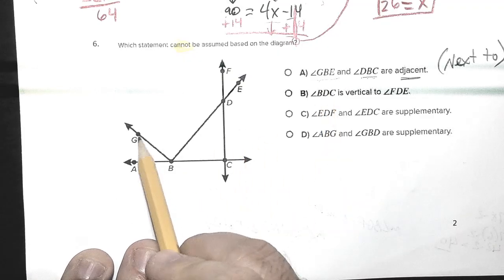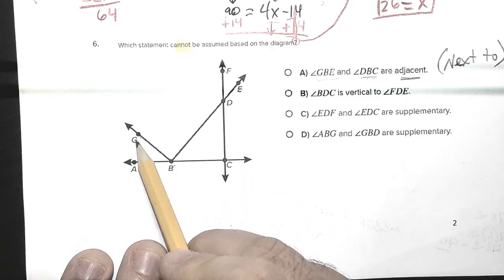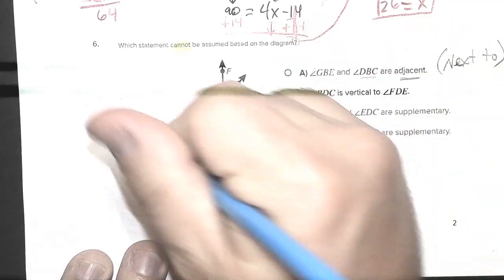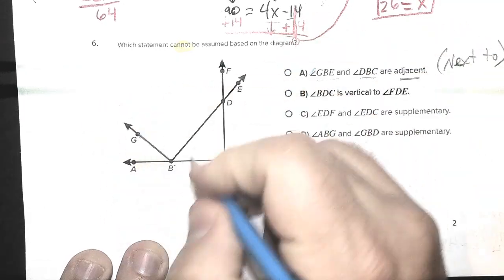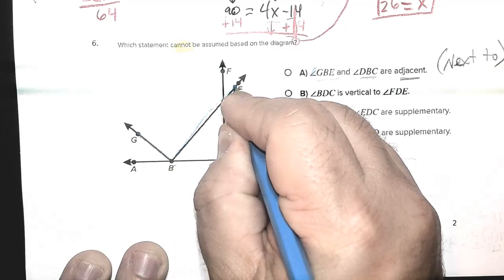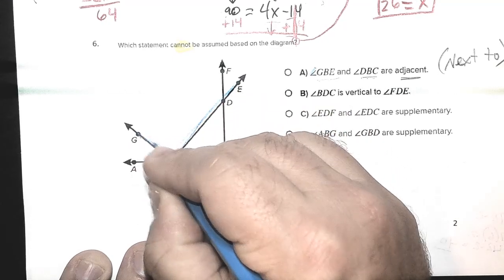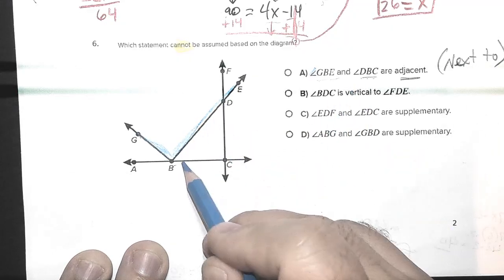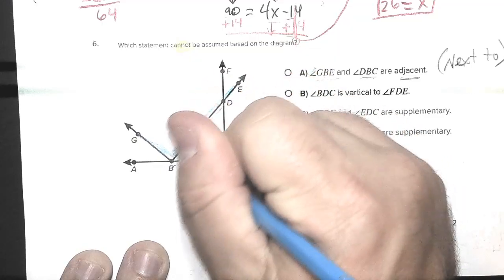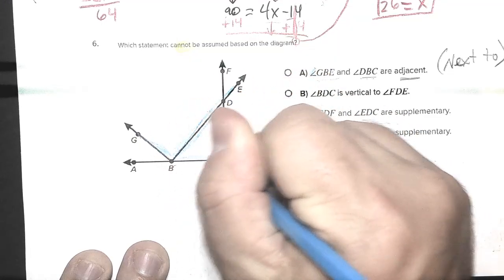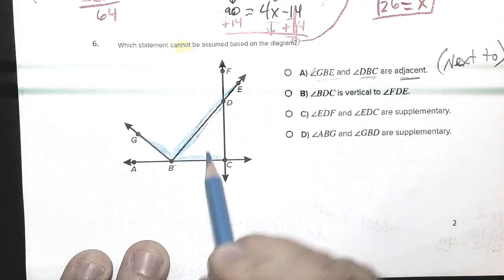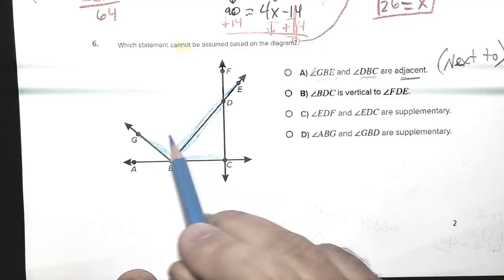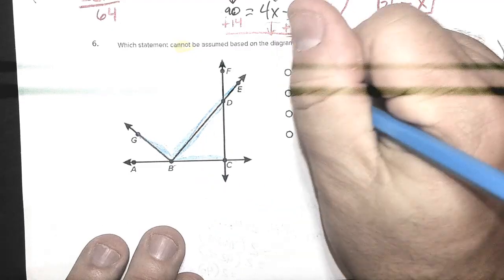All right, so GBE. I'm gonna kind of go a little to the side of the line because we may color one line more than one time. But GBE and DBC, D to B to C. If it helps you guys to do this, color D, B, C, then you see what you're looking at. So you see both of these are blue and they're next to each other, right? So yes, that's a good one.